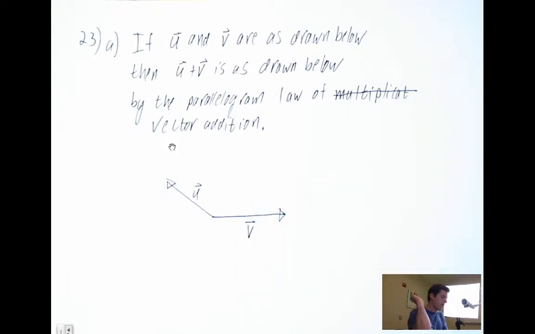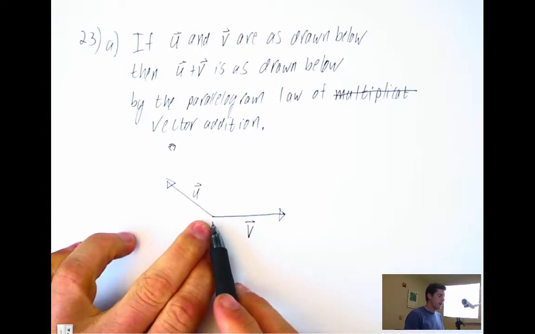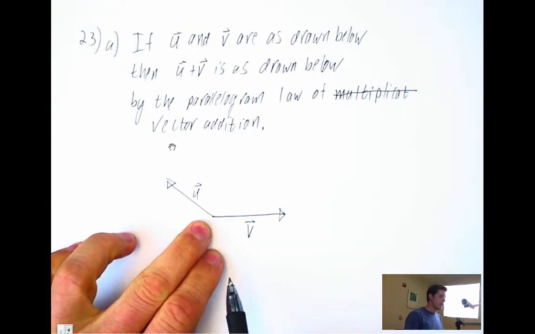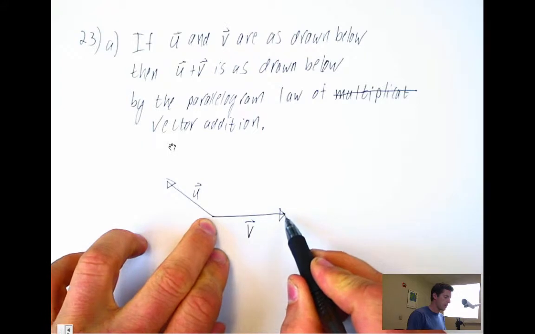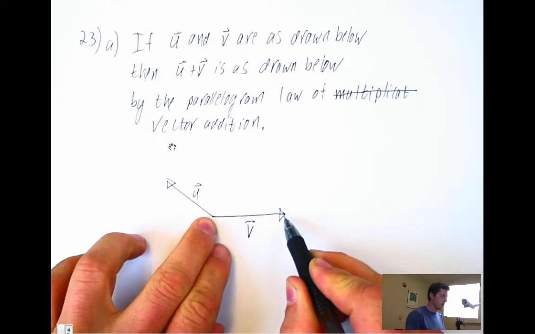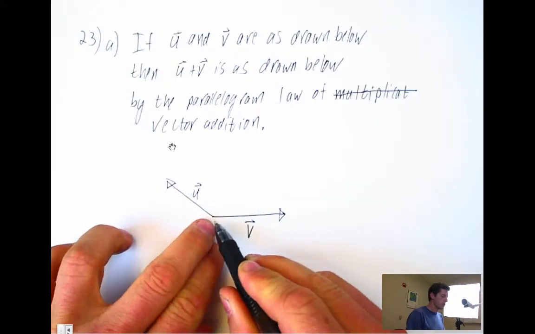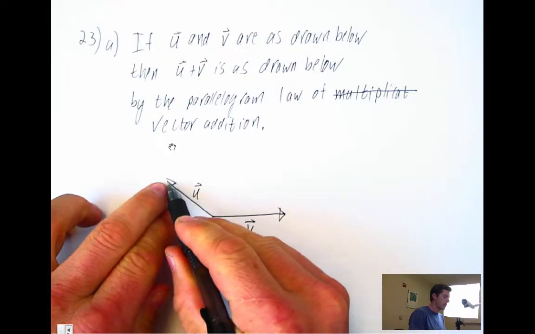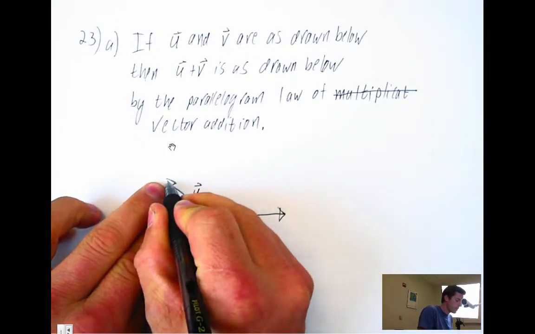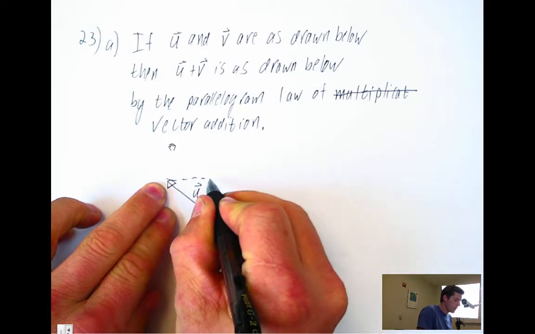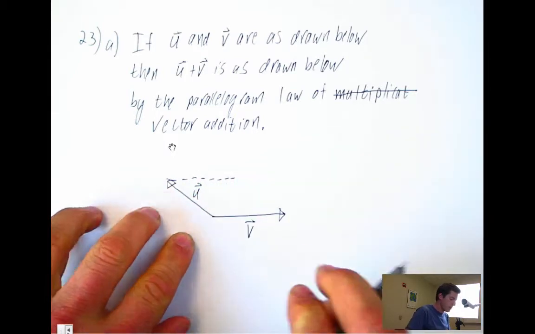Okay, so the parallelogram law of vector addition says then to figure out what u plus v looks like, simply take a copy of v. Imagine picking this up and dropping it so that its tail lands at the head of u. Let me draw that in a dashed line, going straight over, about the same length.